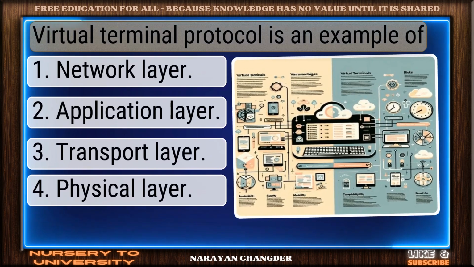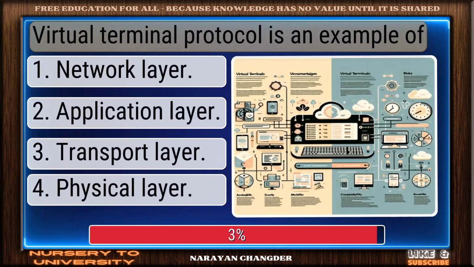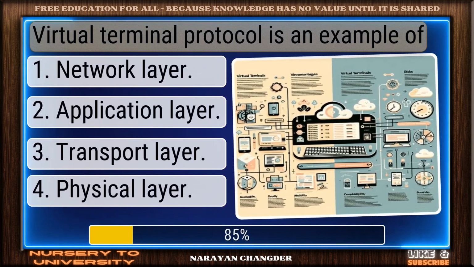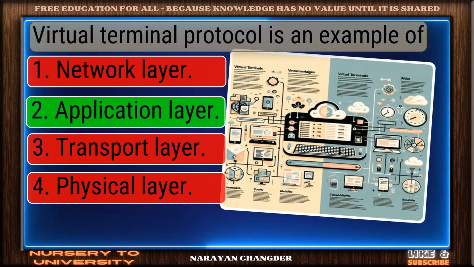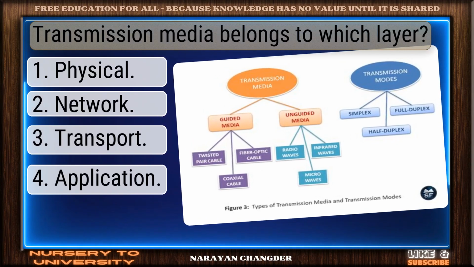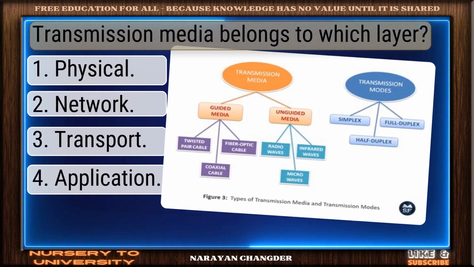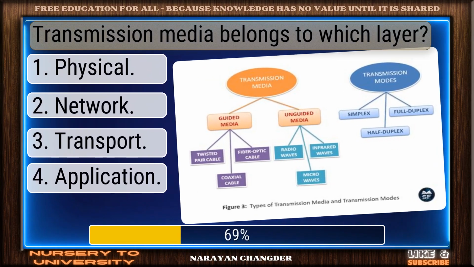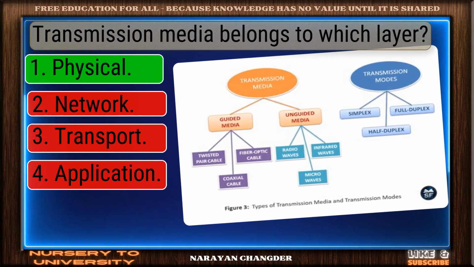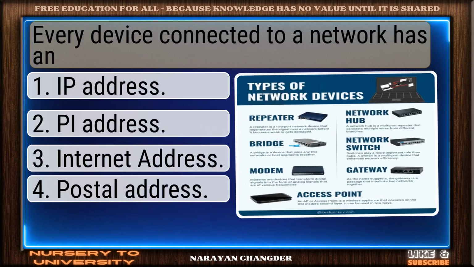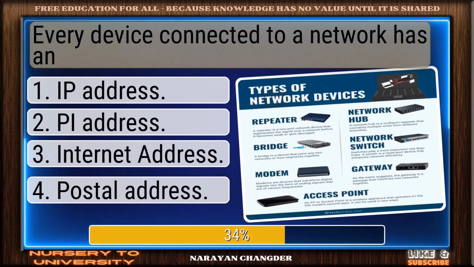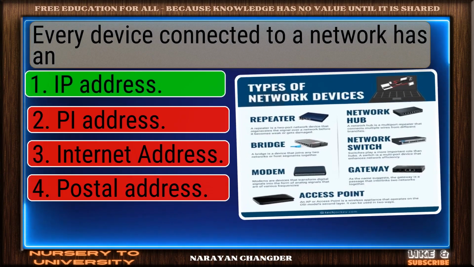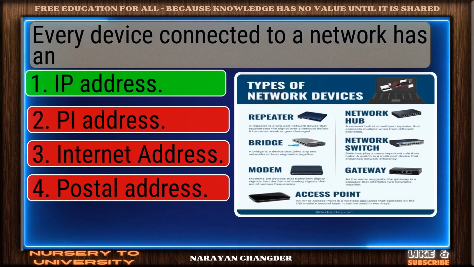Virtual Terminal Protocol is an example of? Perfect. Application layer is the one. Transmission media belongs to which layer? Great thinking. Physical is right. Every device connected to a network has an... Strong choice. IP address is right.